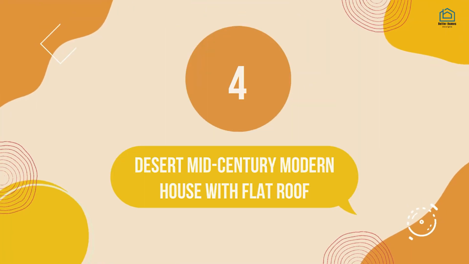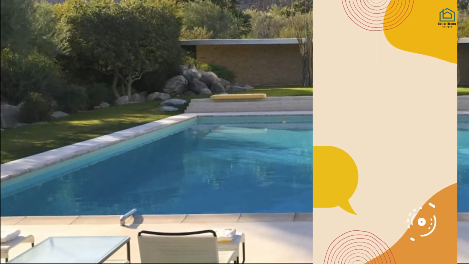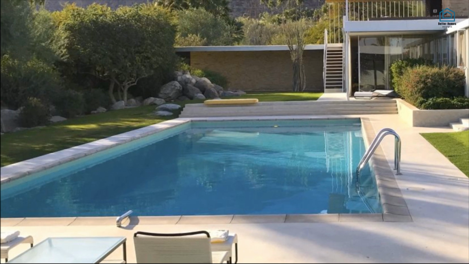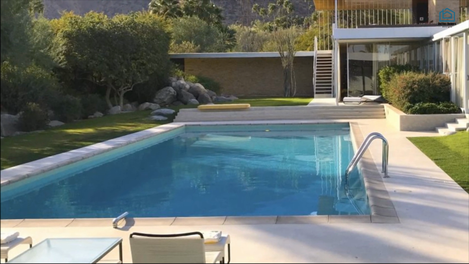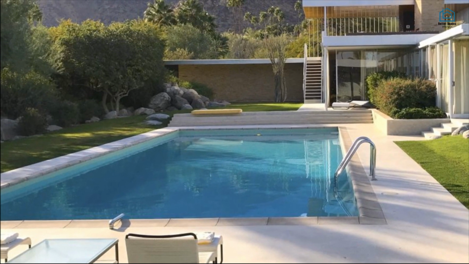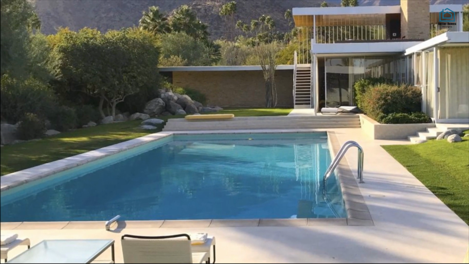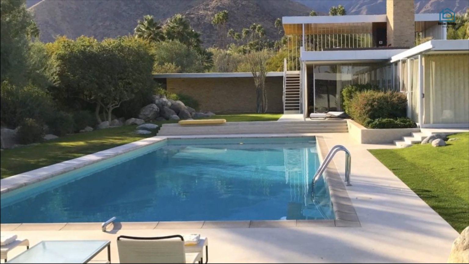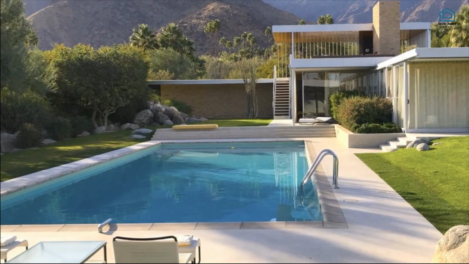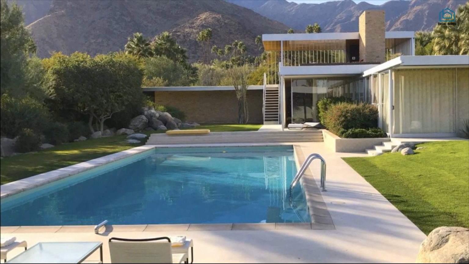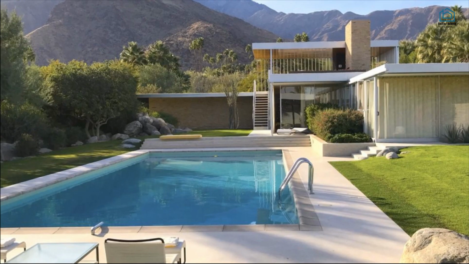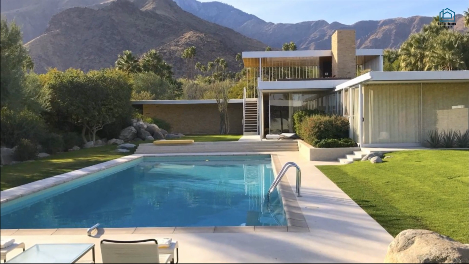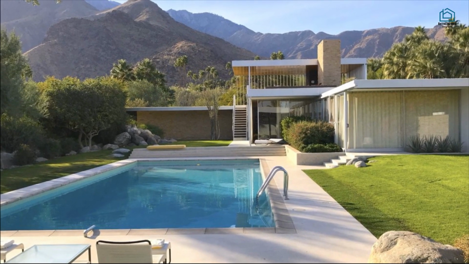4. Desert mid-century modern house with flat roof and sunken pool. Capturing classic Palm Springs desert modernism, this low-slung, flat-roof residence features crisp white overhangs, floor-to-ceiling glass walls, and a prominent stone chimney. The pristine swimming pool, expansive concrete deck, and green lawn sit framed against a backdrop of dramatic mountain ranges and palm trees.